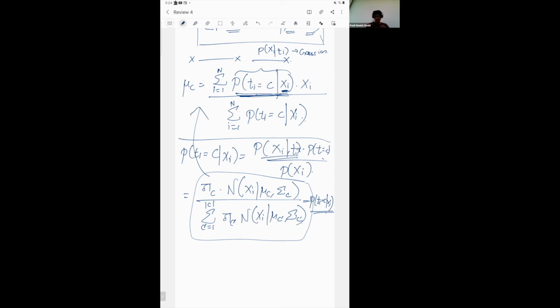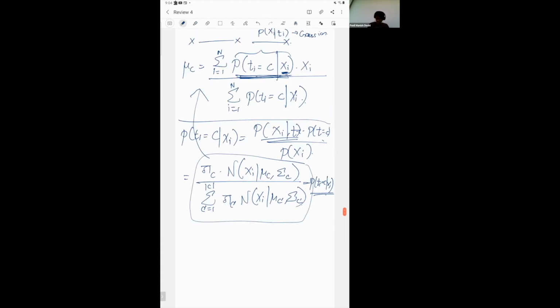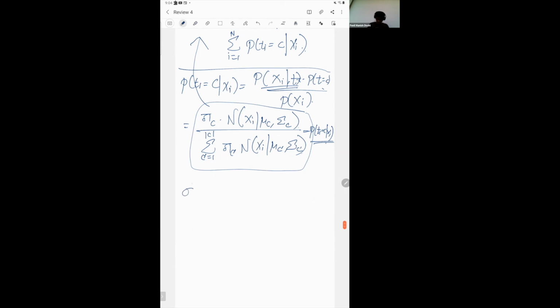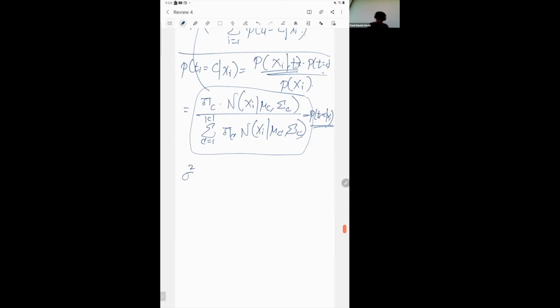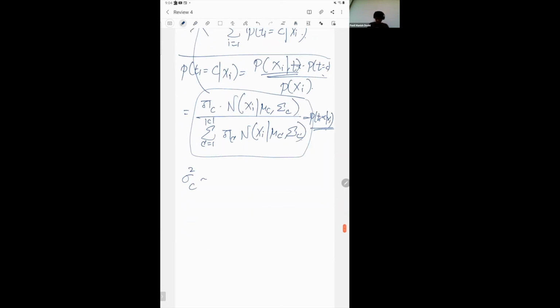I hope you are getting this. So now I have this data point, and the probability that it came from the Cth latent variable is how much it's contributing to the Cth Gaussian. So it's just taking all of these xi's and a weighted average of how much each of these points is contributing. And similarly, let's say in the 1D case, the variance is also calculated similarly.